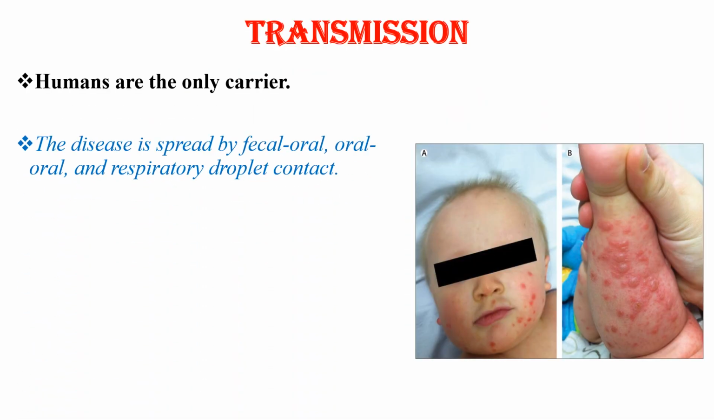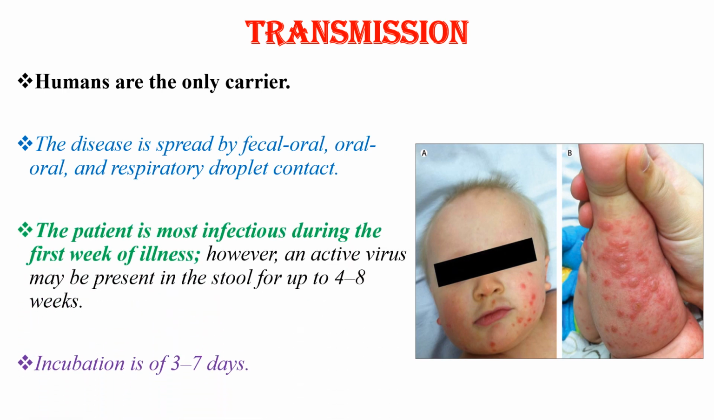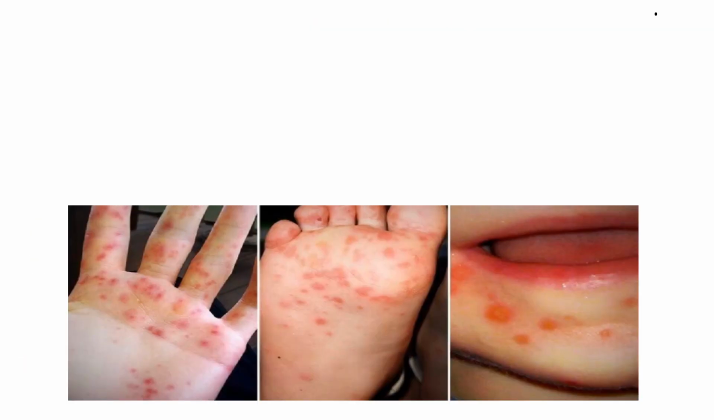Humans are the only carrier for the viruses that cause hand, foot, mouth disease. The disease is spread by fecal-oral and respiratory droplet contact. The patient is most infectious during the first week of illness. However, active virus might be present in the stool for up to 4 to 8 weeks, or 1 to 2 months. Incubation is around 3 to 7 days.